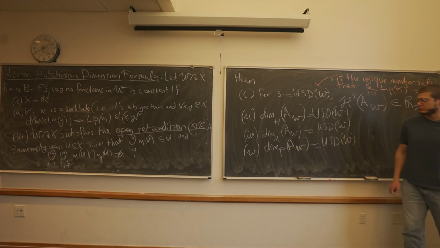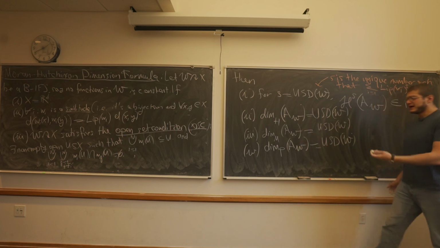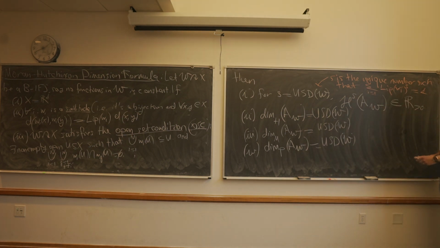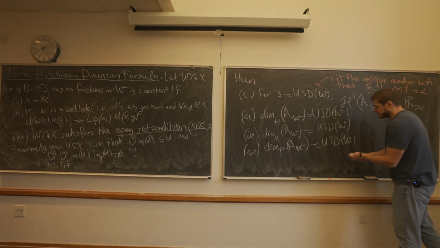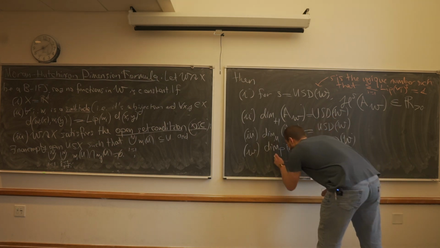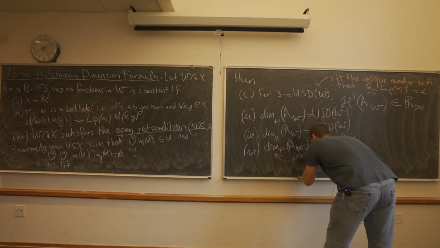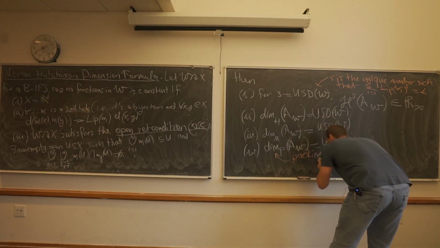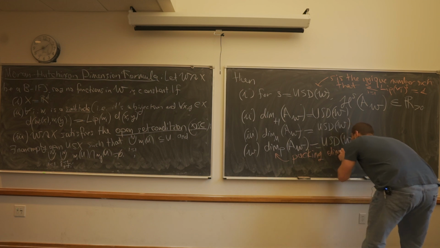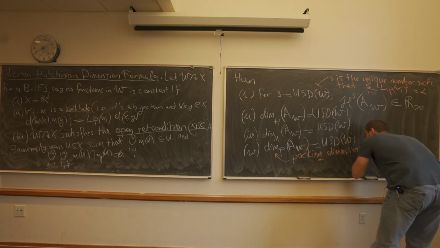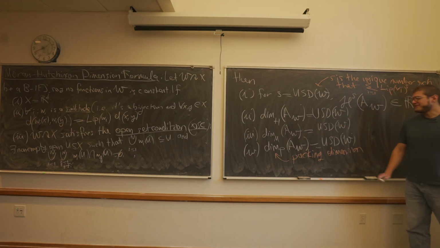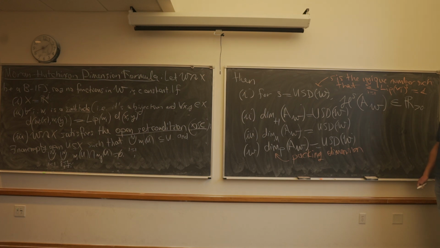Some of you have been looking into this packing dimension already. If you want to read more about this, Falconer has a nice description. So this is the packing dimension. And 5, this is what is called the Bowen formula, in fact.